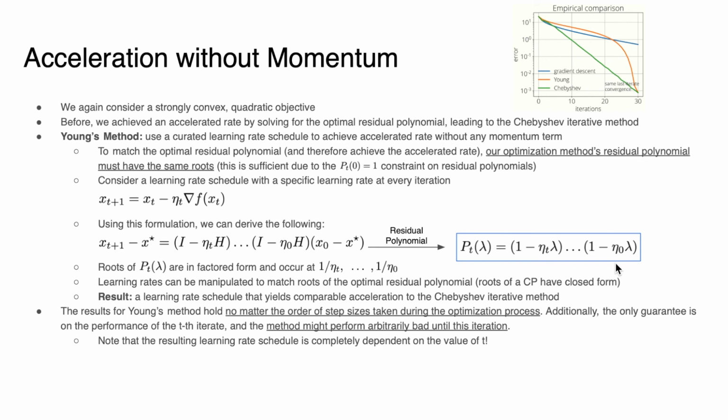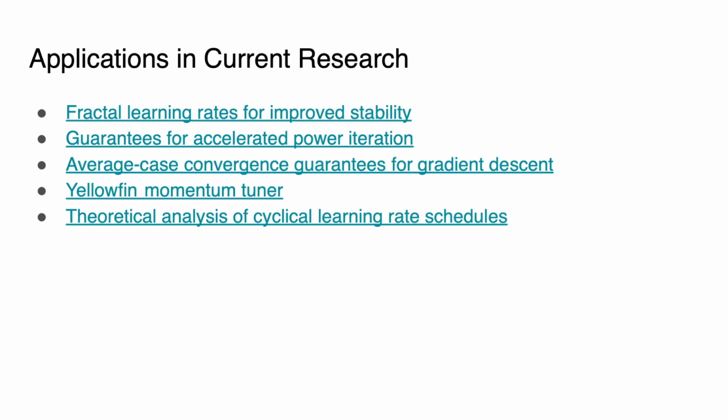Although we've studied relatively traditional applications within this video, such as Polyak momentum or the Chebyshev iterative method, the analysis of Chebyshev polynomials has been used in various applications in current machine learning research. For example, papers have been written in regard to Young's method and how it can be used to provide accelerated convergence rate using various learning rate schedules such as cyclical learning rates or arbitrarily permuted learning rates.